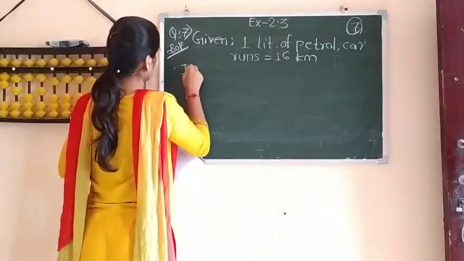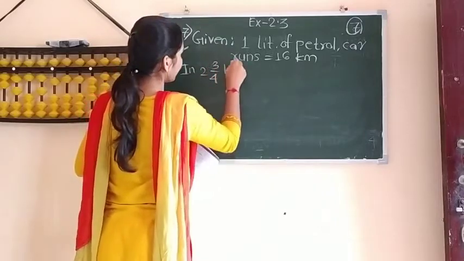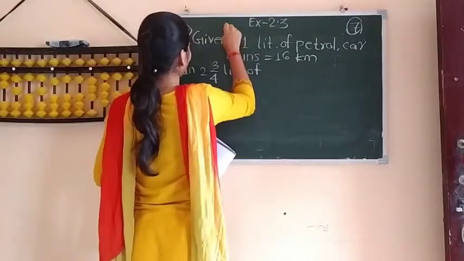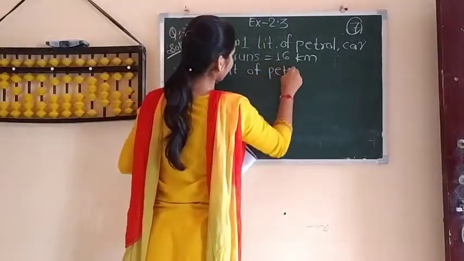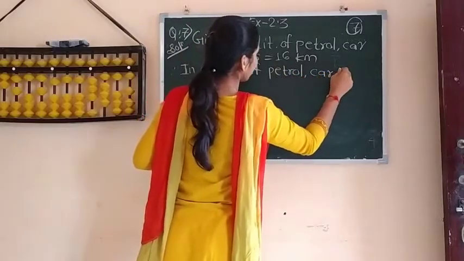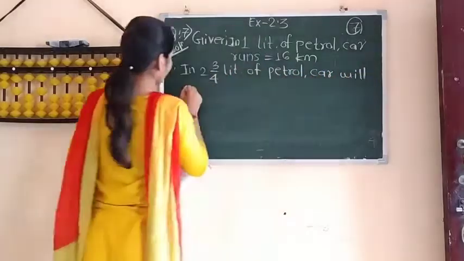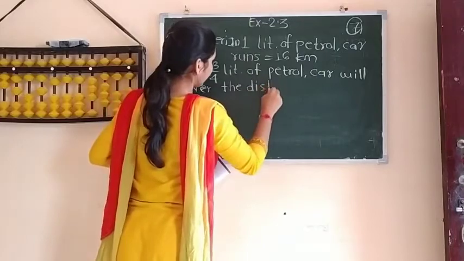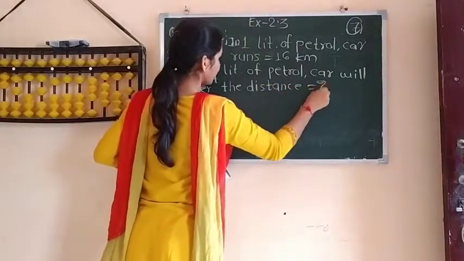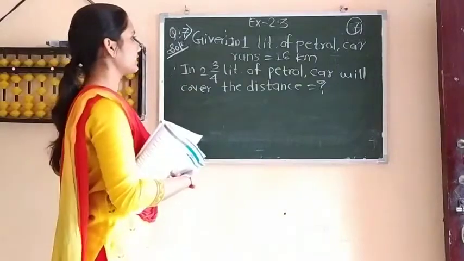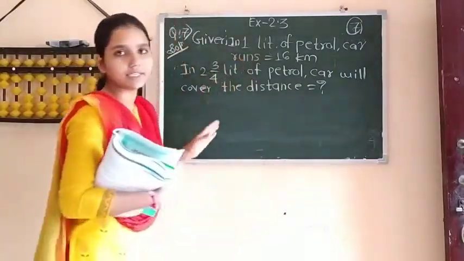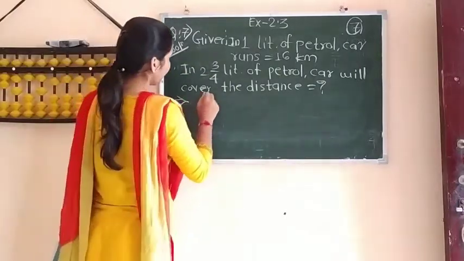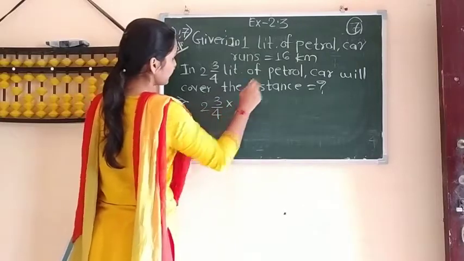Therefore, in 2 3/4 liters of petrol, the car will cover the distance. This you have to find. See here, one more. This is the same case. For one it is given and for more it is asked. So what you will do? You will multiply here. Okay. So you will multiply this 2 3/4 by 16.